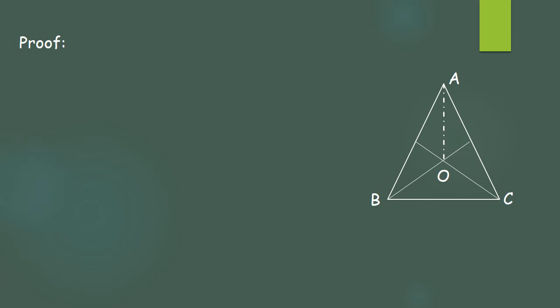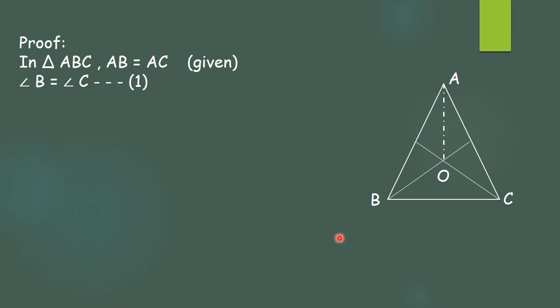In the proof, first, what is the given? In triangle ABC, AB is equal to AC. So two sides are equal, so their opposite angles will be equal. Opposite of AB is angle C and opposite of AC is angle B. So we can write angle B is equal to angle C. We'll give the number 1 there.